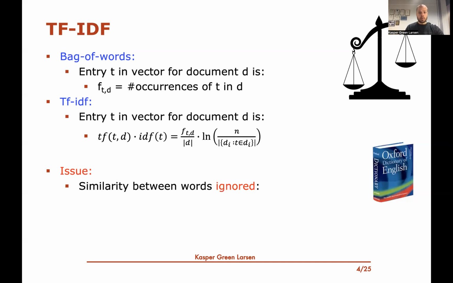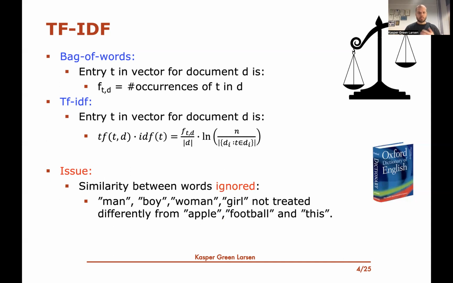Now, an issue with both of these representations is that they ignore similarity between words. For instance, the words man, boy, woman, girl, at least as humans, we think that these are closely related. But in these two representations above, they're not really treated differently from one another than they are from apple, football, and so on. Every word in some sense is just a different coordinate in the feature vectors.